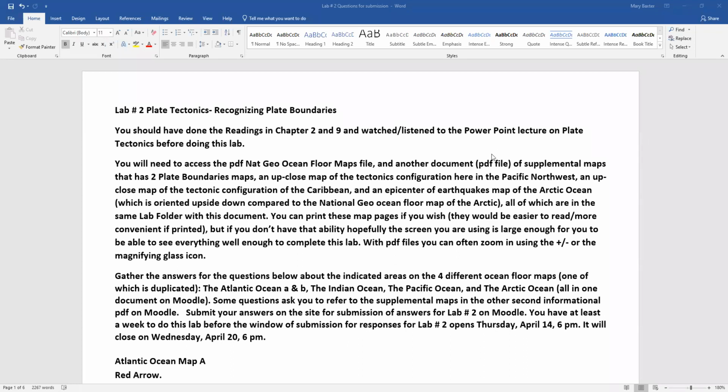And there's a PDF file of supplemental maps that has two plate boundary maps, an up-close map of the tectonic configuration here in the Pacific Northwest, an up-close map of the tectonic configuration of the Caribbean, and an epicenter of earthquakes map of the Arctic Ocean, which is oriented upside down compared to the National Geo Ocean Floor map of the Arctic that was in that document that I just showed you. Okay, so let me go out and show you that real quick.